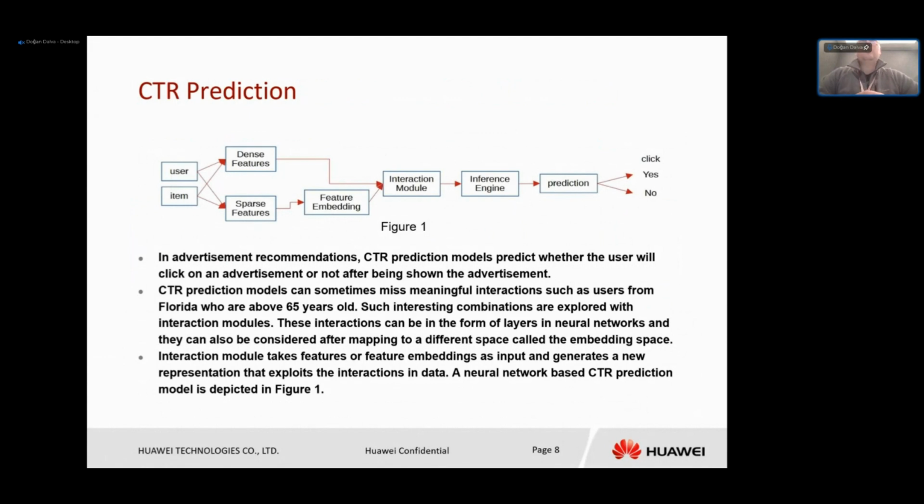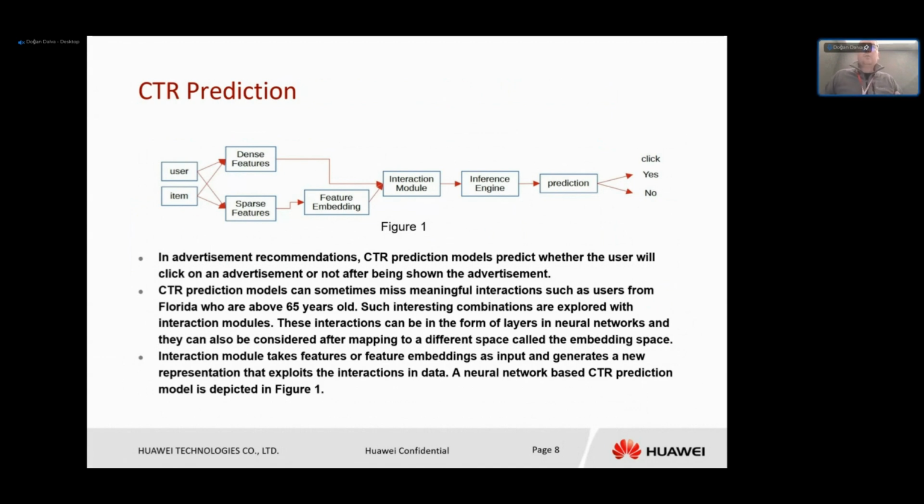CTR prediction models use sparse and dense features. In neural network modeling, we have feature embedding for the sparse features, and both of these features are combined and used by the interaction model, which tries to generate interesting features like users from Florida who are above 65 years old, so maybe they are retired. So this type of interesting features are tried to be extracted from the data by the interaction module.